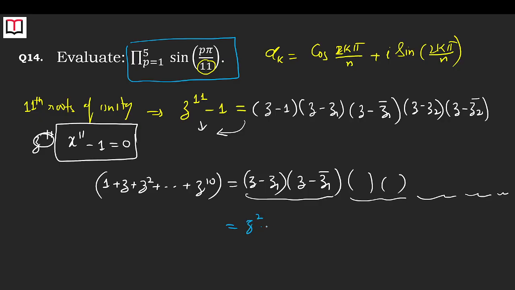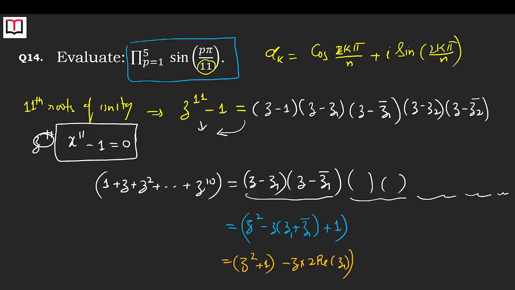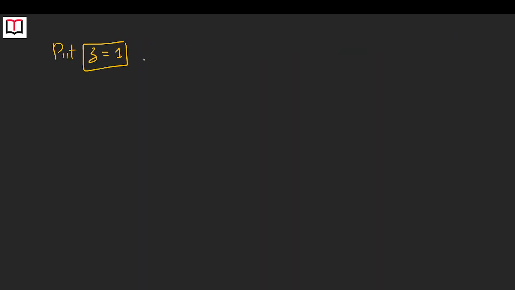Multiply. So it's z square minus z times z1 plus z1 bar, plus z1 into z1 bar, which is mod z1 whole square, which is 1, because we are talking about roots of unity. All roots have the same modulus, which is 1 here. So this is equal to z square plus 1 minus z times 2 times the real part of z1. That's it. Now put z equal to 1. We have two choices here: one will go for cos and one will go for sine.